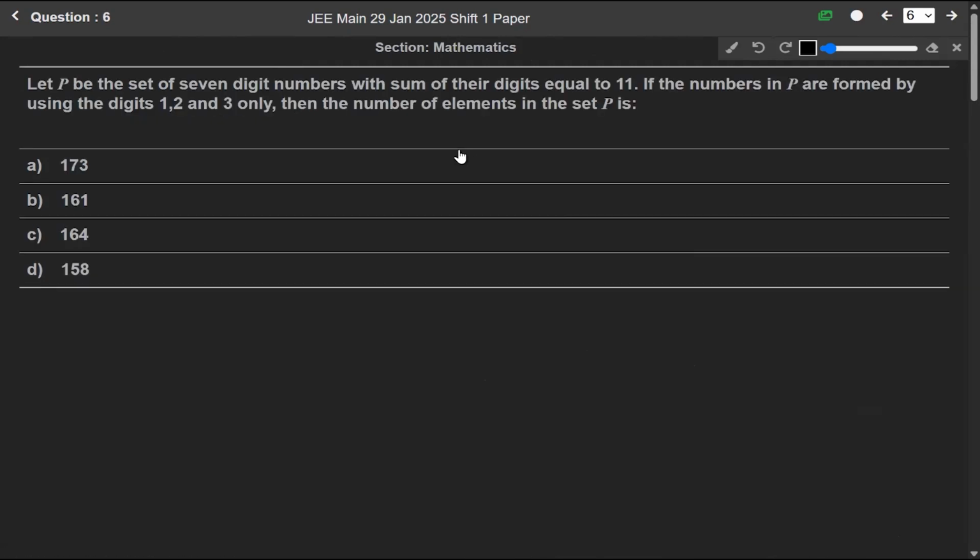Now next question 6. Let P be the set of 7-digit numbers with sum of their digits equal to 11. If the numbers in P are formed by using the digits 1, 2 and 3 only, then we have to find the total number of elements in set P. Okay, so we can take different cases here.